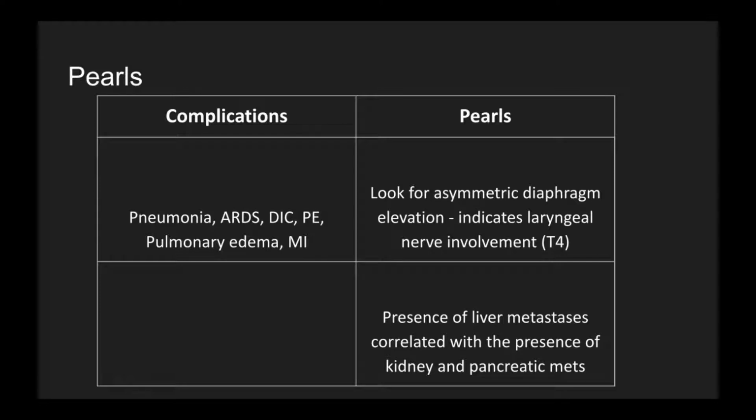The pearls of lung adenocarcinoma include asymmetric diaphragm elevation. That's going to tell you that it's laryngeal nerve involvement. That's T4 guaranteed. So look on your coronal images for that. And then again, these follow patterns. So in this case, the presence of liver mets correlated with the presence of kidney and pancreatic mets. I personally have never seen a pancreatic metastatic lesion from lung cancer, but I guess I don't read lung cancer studies all the time. Whenever I think of pancreatic mets, I think of RCC.